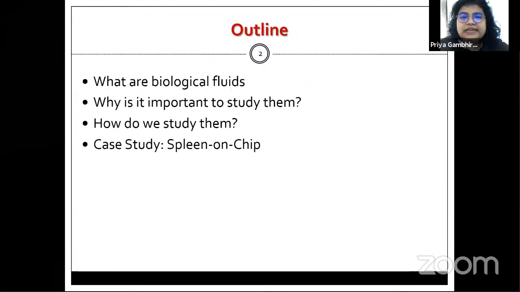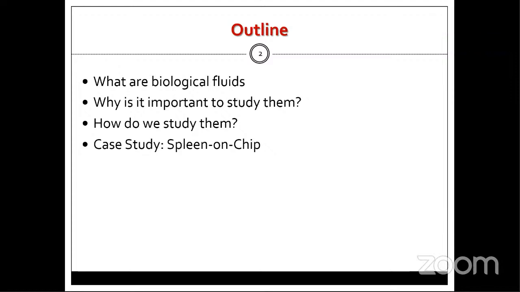So today I'll be talking about what biological fluids are, and why it is important to study them. I mean, they are there, but why do we even need to study them? And if we know that it's important to study them, then how do we go about doing it? What are the techniques present, etc.? I'll mostly discuss experimental techniques, and I'll give a case study of how, during my postdoc research, I developed a microfluidic tool to mimic the spleen on a chip.